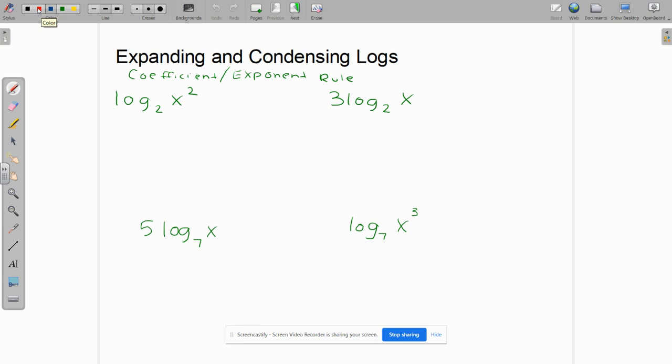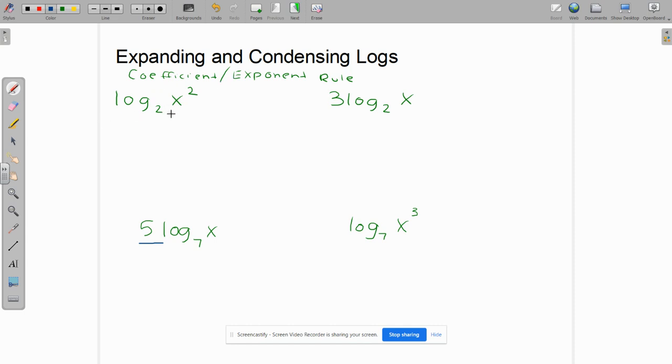So the first rule when we're talking about expanding and condensing these would be your coefficient/exponent rule. That's looking at, as you can see here, there's a coefficient to your log, and then up here is where you have your exponent. Those don't equal each other. That's just an example, and I'm going to show you how this rule comes into play with logs. This is really used often with variables in our logs, and it's just another way to look at them either expanded or condensed.